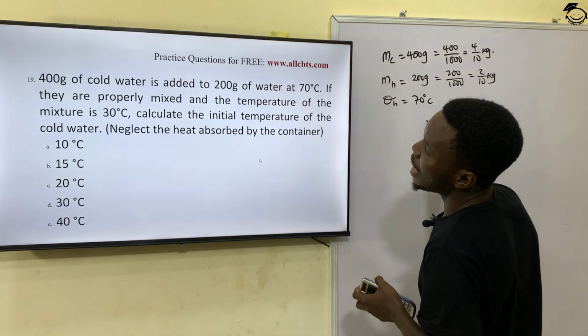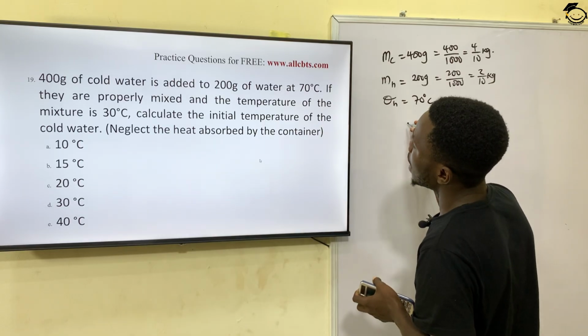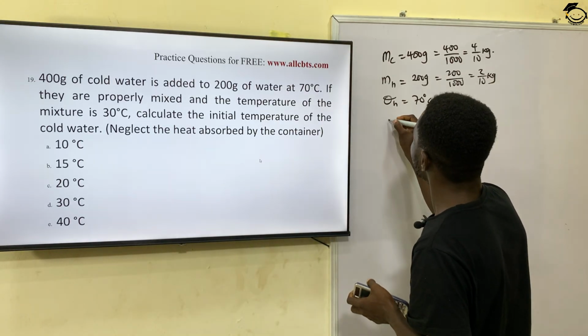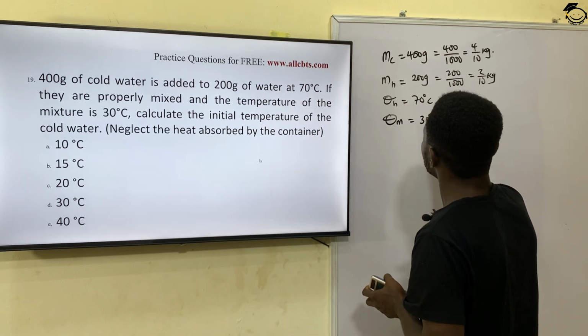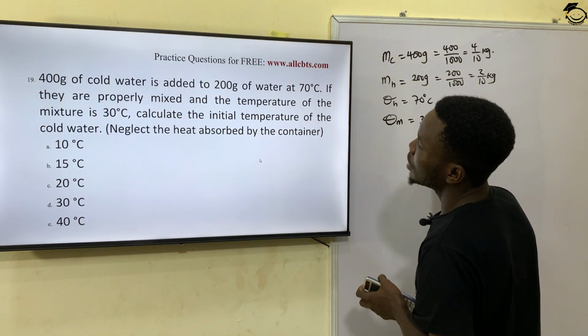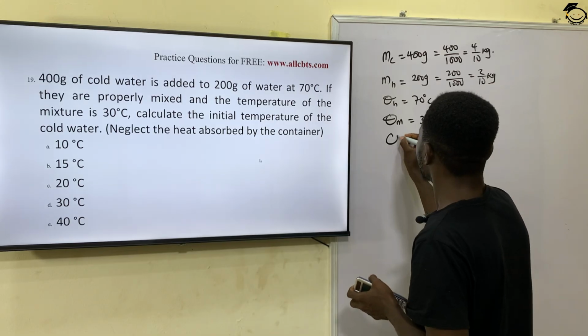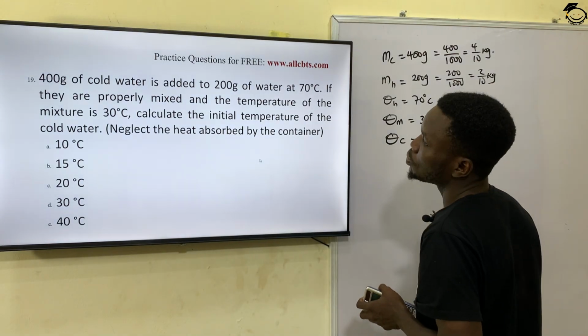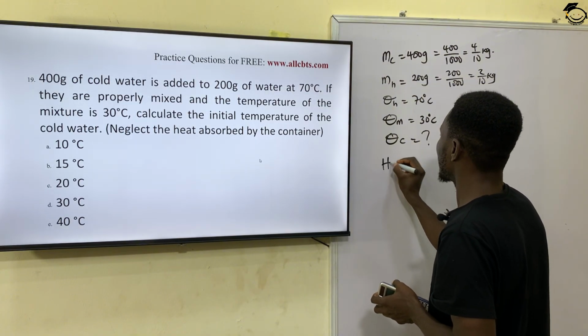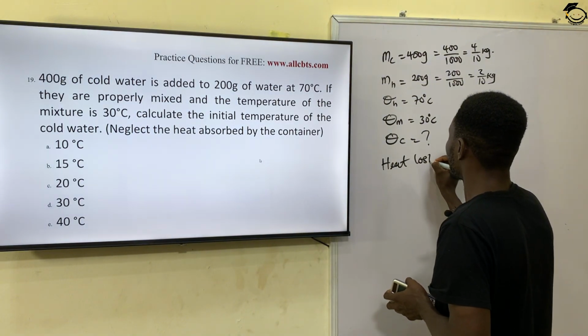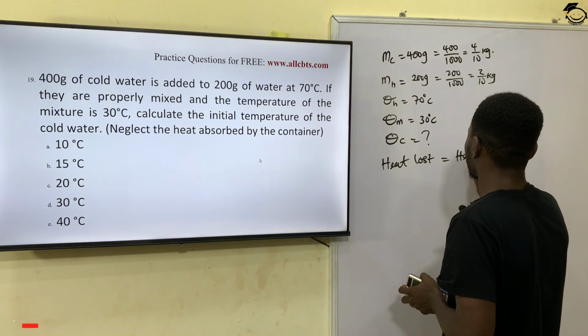It said if they are properly mixed, and the temperature of the mixture is 30 degrees Celsius. So the temperature of our mixture is 30 degrees Celsius. Calculate the initial temperature of the water. So we are looking for the temperature of the cold water. We do not know. So we know from the law of calorimetry that heat lost must be equal to heat gain.